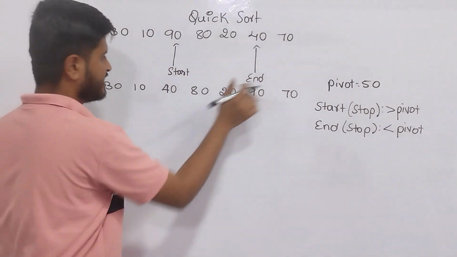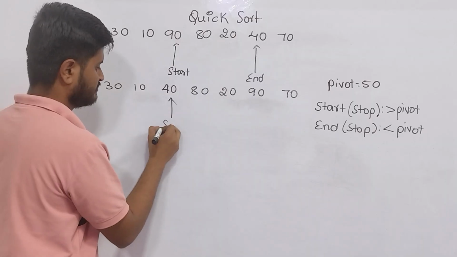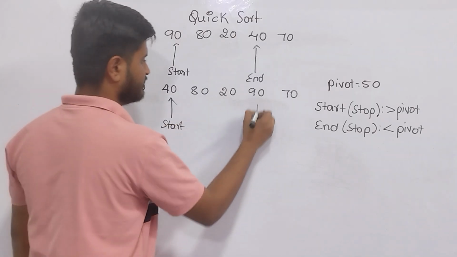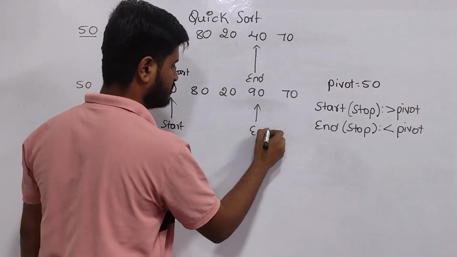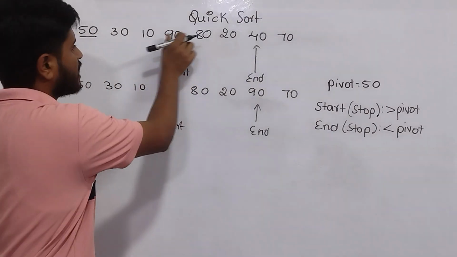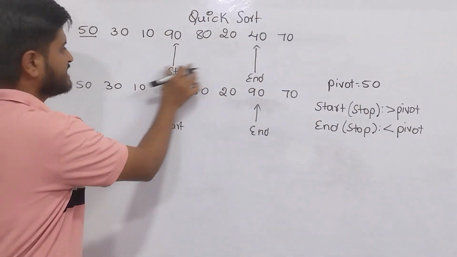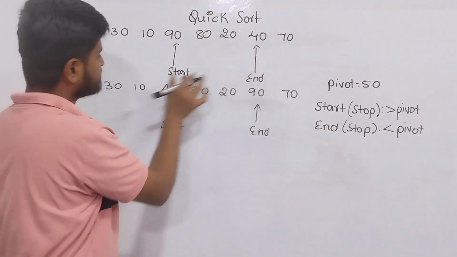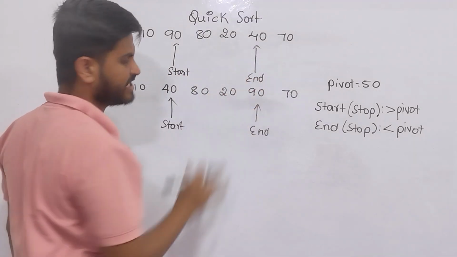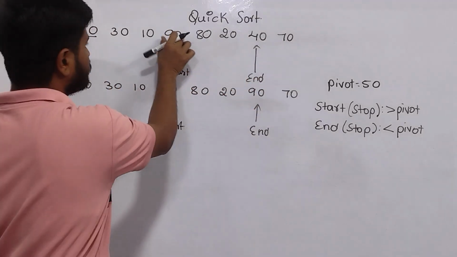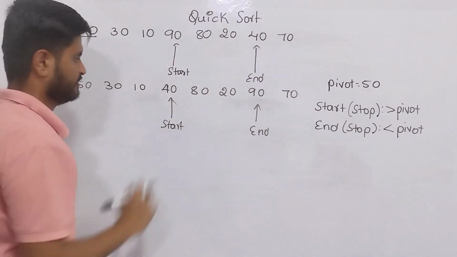But the start and end arrows will be in the same place. What we did was swap the numbers, not the arrows. The start arrow will be in the start place only, the end arrow in the end place only, but the values will be swapped.